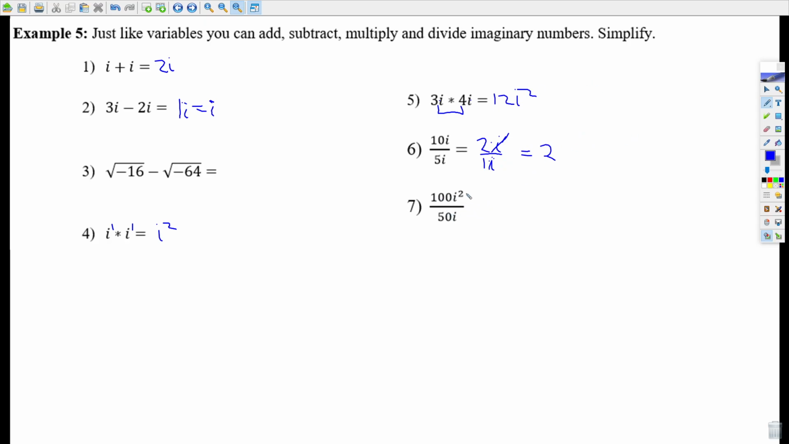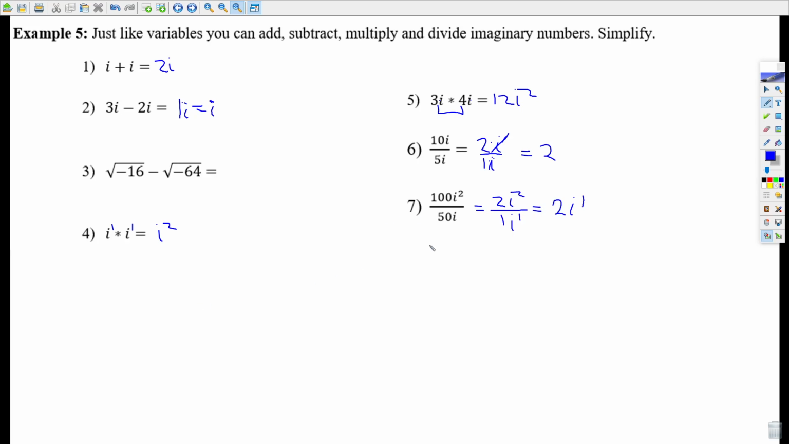And then number 7, same thing. 100 divided by 50. This would also give you 2 over 1. And then if you do i squared over i, that's like doing the subtraction. 2 minus 1, so there'd be 1 left. So we have 2, divide them, subtract them, you get 1i left. There we go.